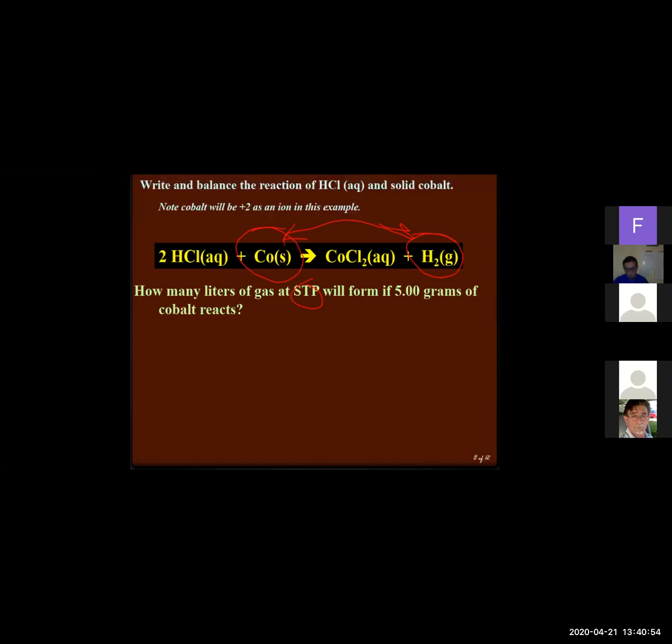And so we set the problem up. We write down what we're given. We're given 5 grams of cobalt. We need to convert the cobalt to moles. Remember, we can't go anywhere without converting to moles. And so we look at the atomic weight of cobalt, which is 58.93 grams.